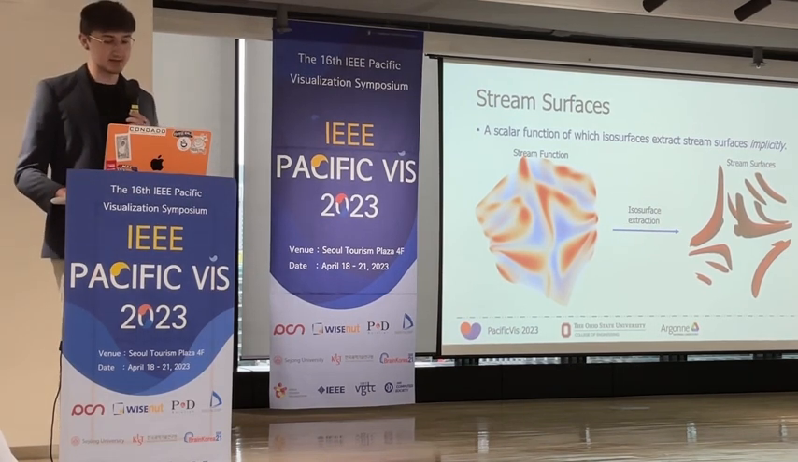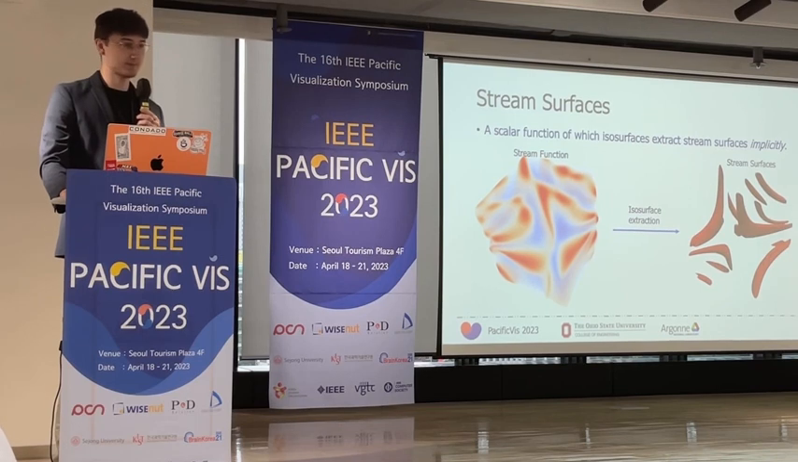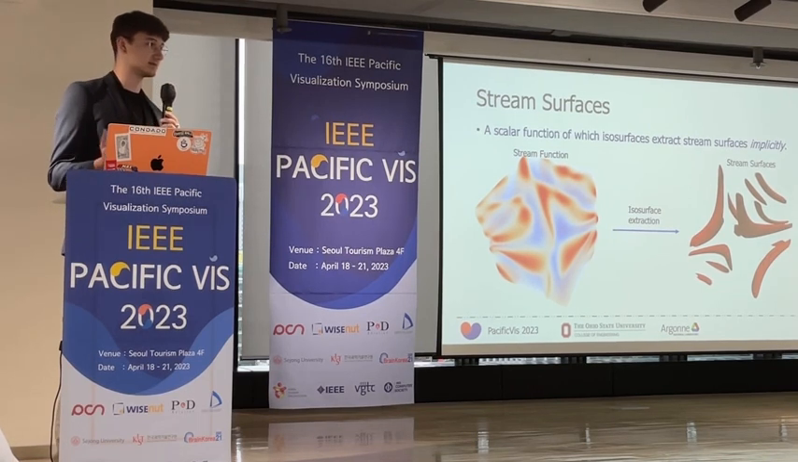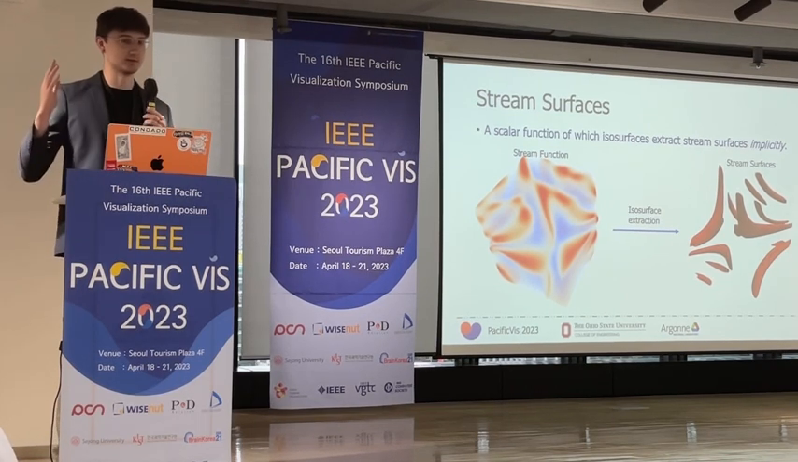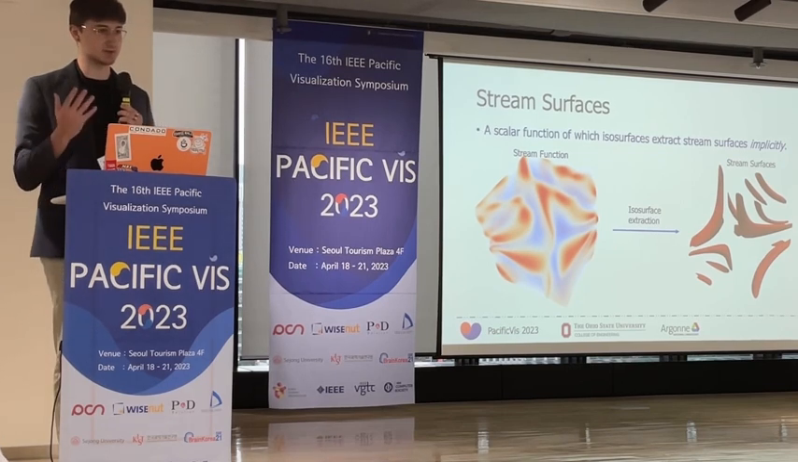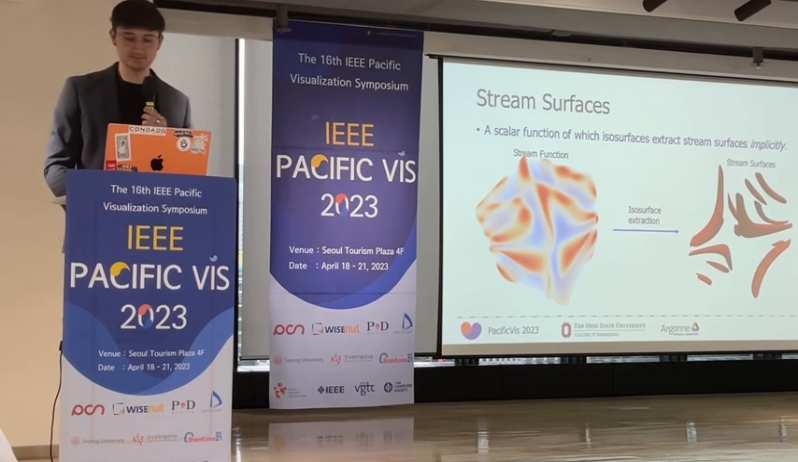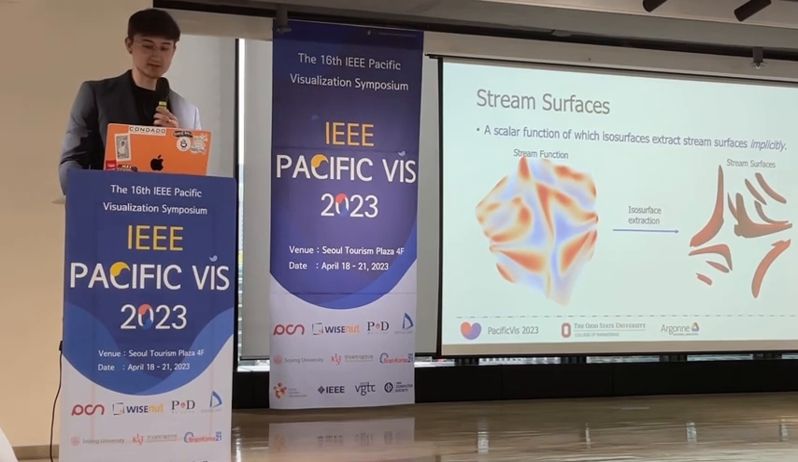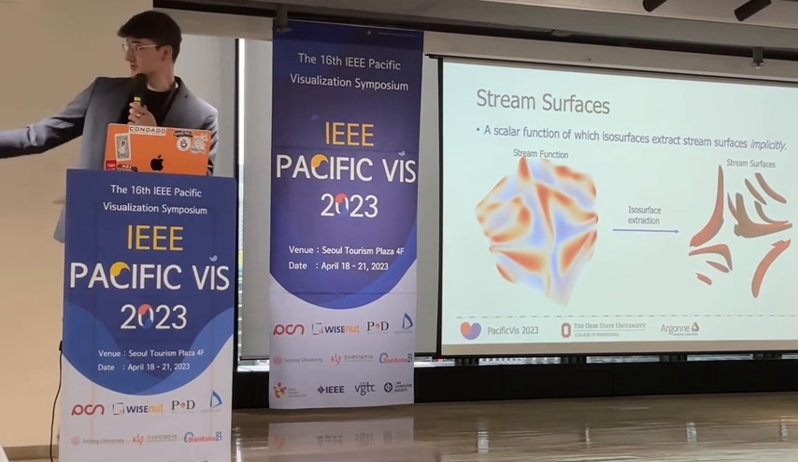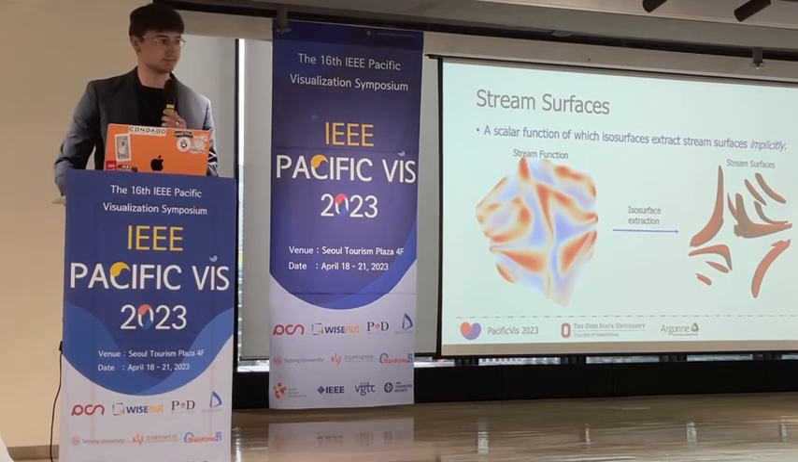In this paradigm, as opposed to the explicit approach, we do not use seeds to advect through the volume, and instead we just take these surfaces from the scalar field, and these results are stream surfaces. In this paper, we focus on a method for computing that stream function on the left side of the screen.